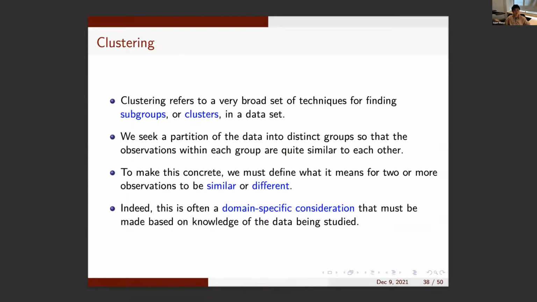So then the next one is about clustering. As I mentioned earlier, we do not have an outcome here. We just want to seek a partition of the data into distinct groups so that the observations within each group are quite similar to each other, and observations belonging to different groups are quite different from each other. From this description, you can feel it's crucial to define what is a similarity and what is a dissimilarity. Actually, the definition of similarity heavily depends on the problem itself and also domain-specific considerations.